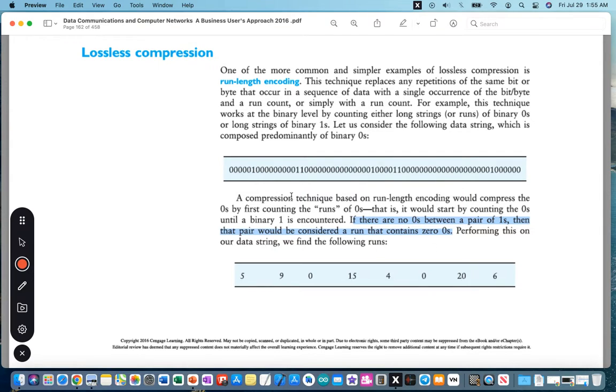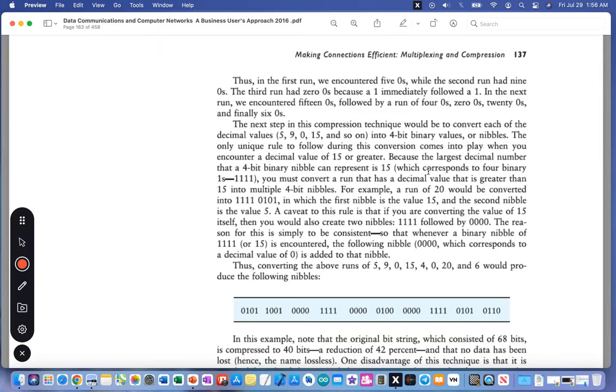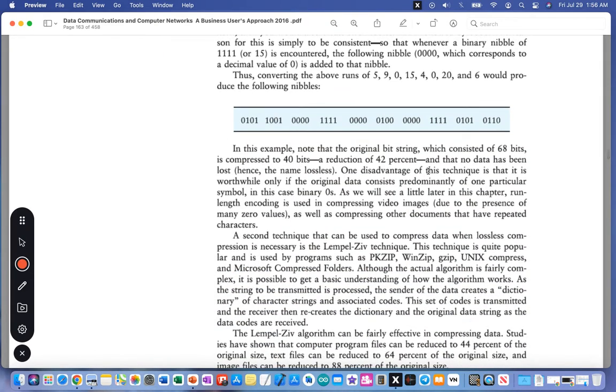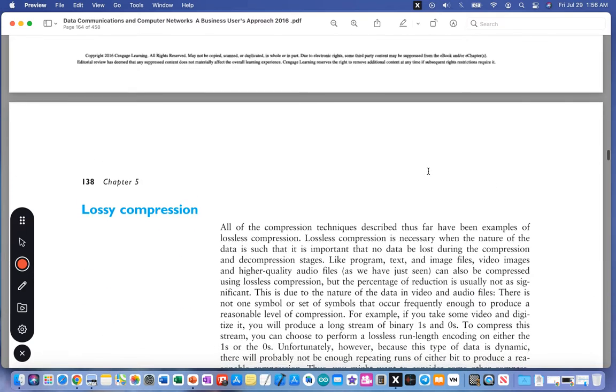Performing this, this pair is zero zeros. Here, no need to write the one. You just write another number of zeros. It means there is just one between them. So 9 zeros. Then we have 0 zeros, that's 1 1. Then we have 15 zeros. Then we have 4 zeros, it means there's one between them. Then we have 0 zeros, it means 1 1, and so on. Then we just keep going.